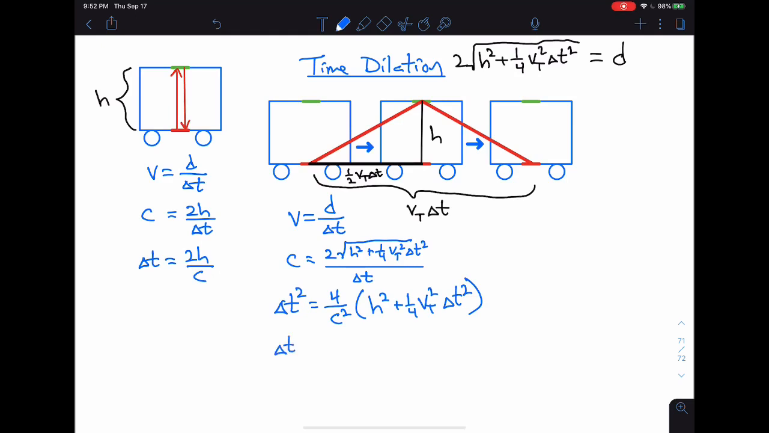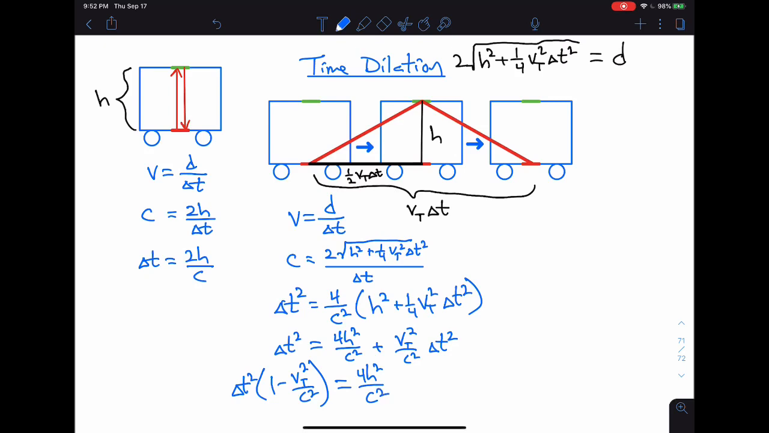Let's go ahead and distribute the 4 over c squared. That's 4h squared over c squared plus v_t squared over c squared delta t squared. Okay. Now I'm going to bring this term over to this side because I'm solving for it. And I'm going to go ahead and factor out the delta t squared. So this is going to become 1 minus v_t squared over c squared. Okay. That's going to equal 4h squared over c squared. Okay, now I need to continue my work up on the other side.